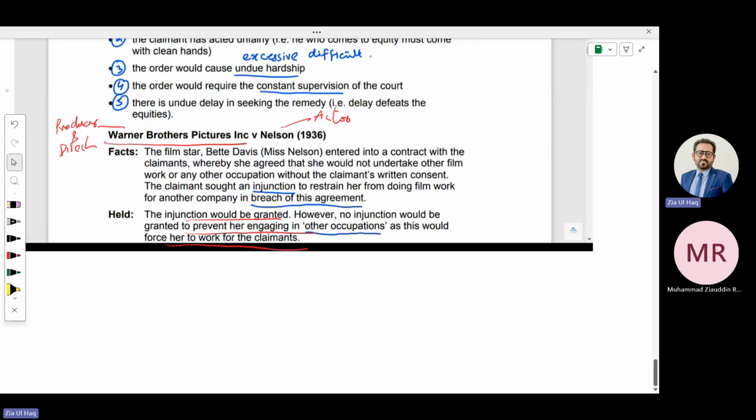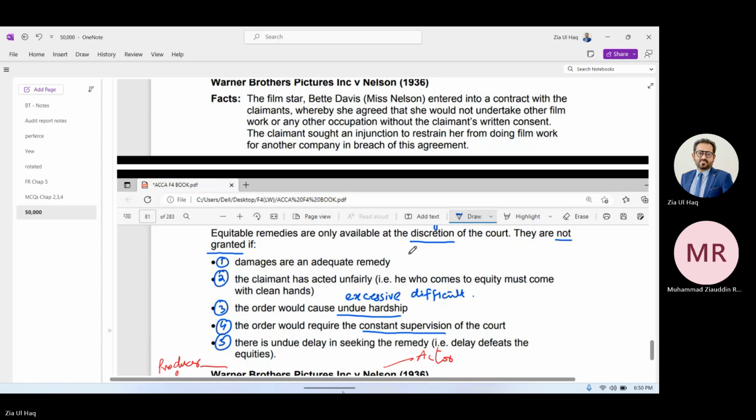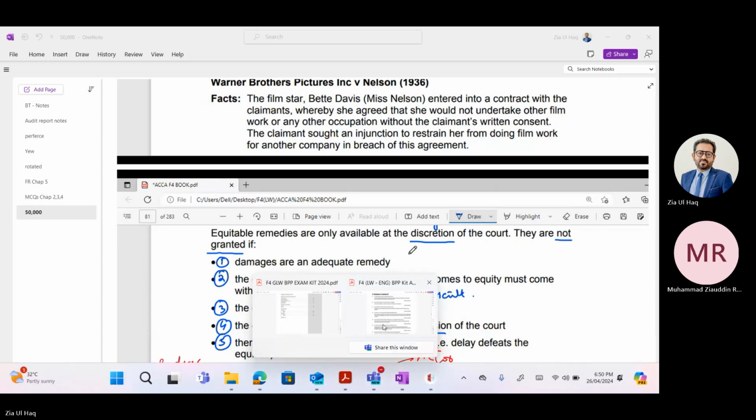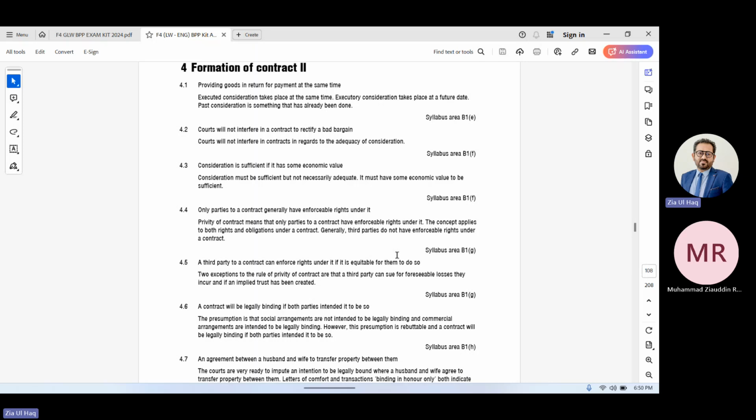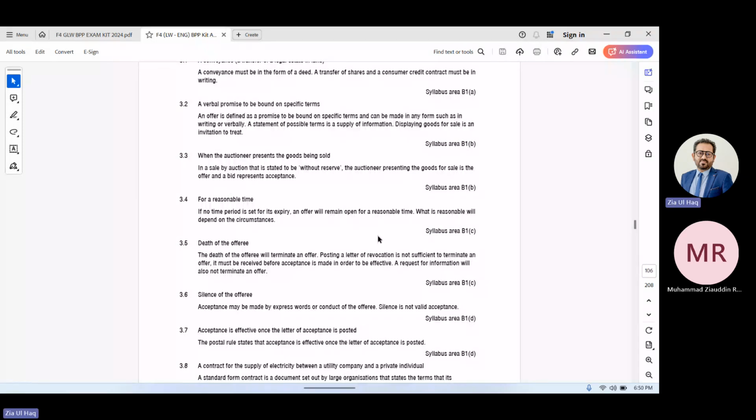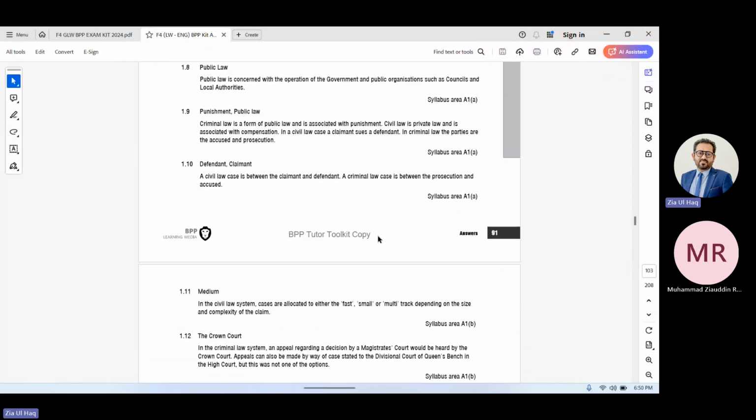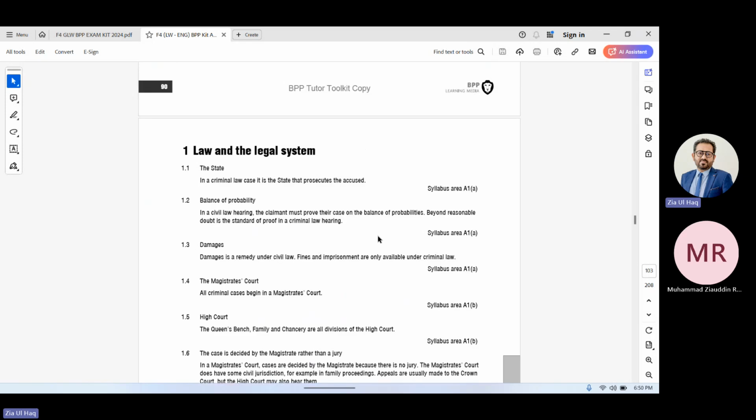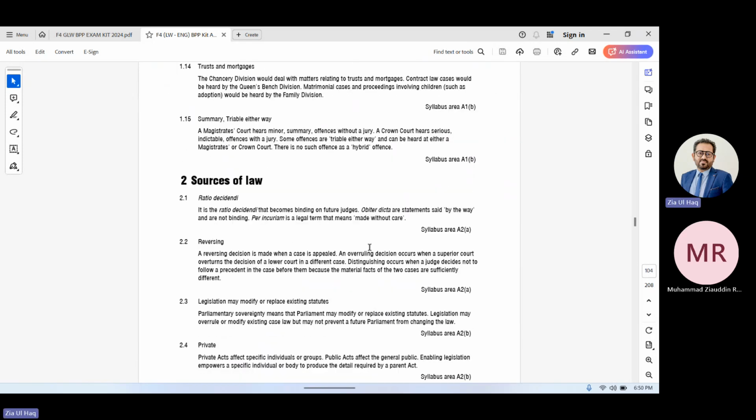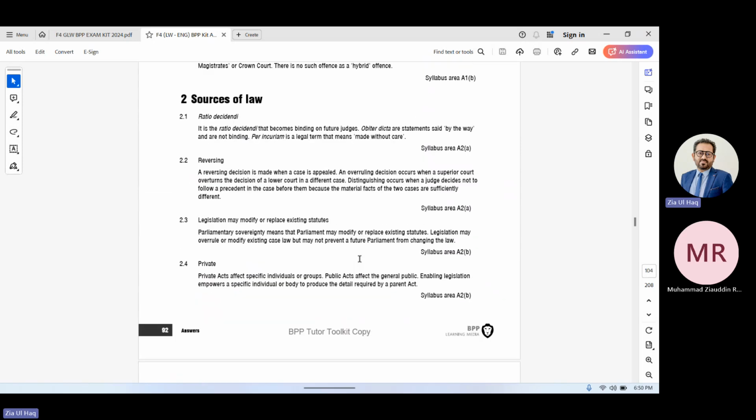So chapter 2 is completed. Finally, let's move on to covering MCQs relating to chapter 2. We discussed in the very first class that you need to cover those by yourself. Regarding contract law, we have a BPP kit of 2020 from which we are going to cover the MCQs.